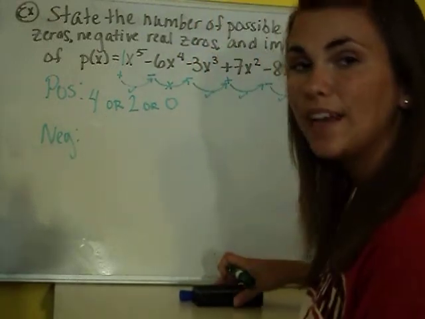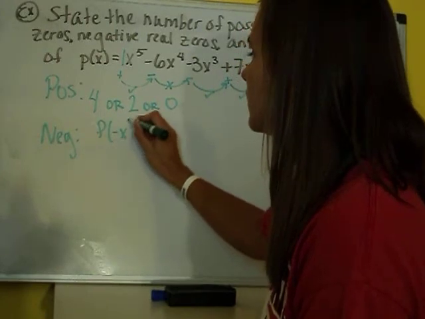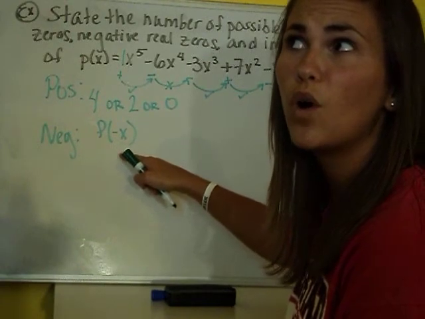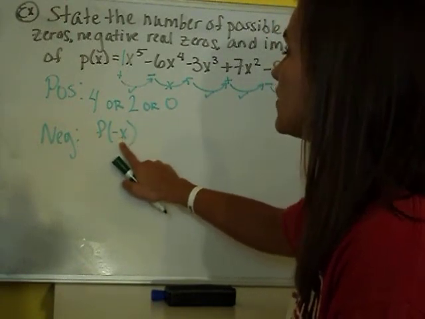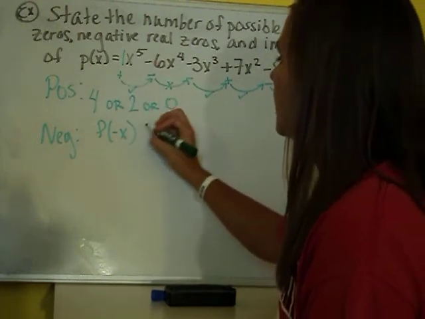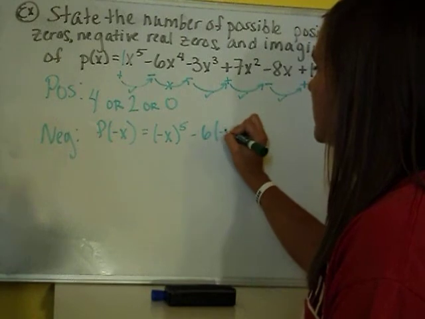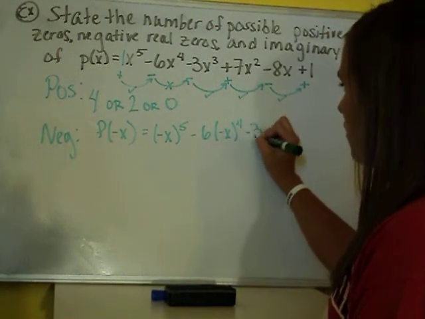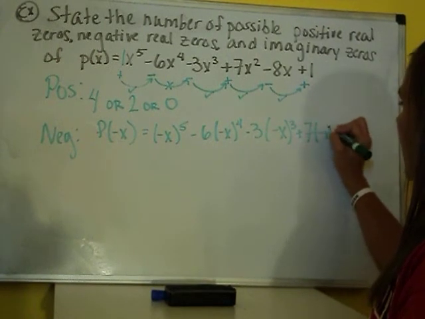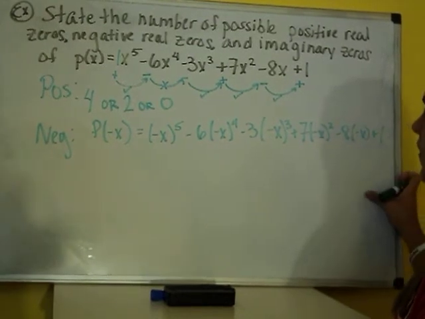Now, to find possible negative roots, it says that we have to find the number of sign changes in P of -x. Now we learned back in section 1 or 3, I forget which one, that whenever this is replacing x, wherever we see an x we substitute this in. So here, I'm going to have a -x to the 5th, -6 times a -x to the 4th, -3 times a -x to the 3rd, plus 7 times a -x squared, -8 times -x, plus 1. Whew, almost ran out of room.